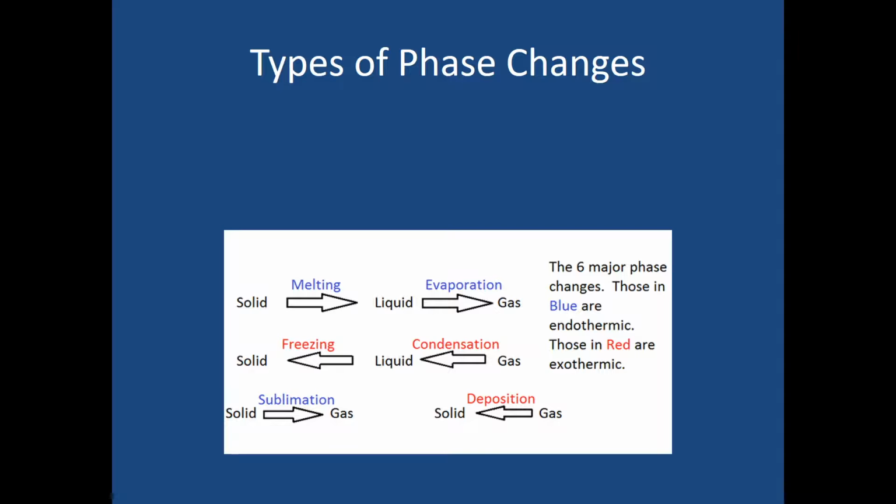For sublimation, going from a solid to a gas, it needs to absorb some energy, so that's endothermic. Going from a gas to a solid, which is deposition, it has to release some energy, so it's exothermic.